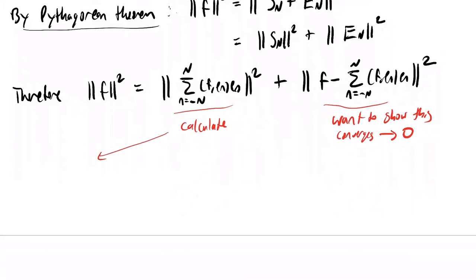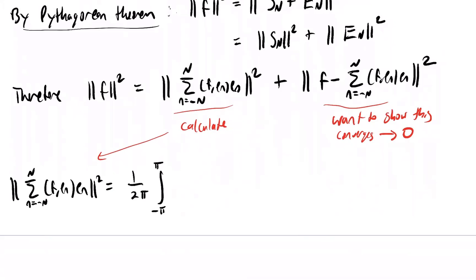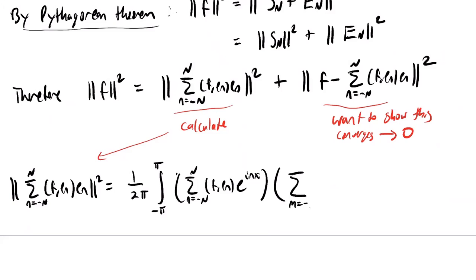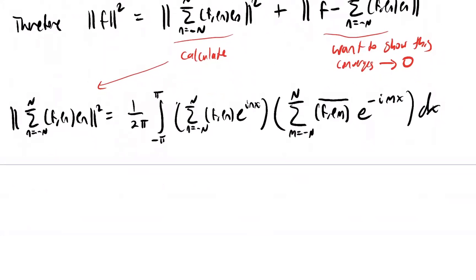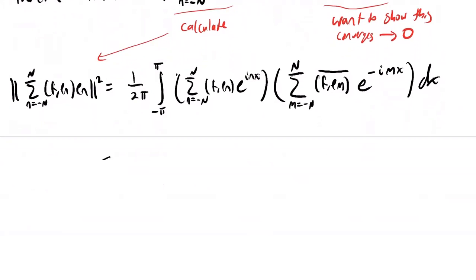So this is equal to, by definition, 1 over 2 pi, the integral from minus pi to pi of this sum times its conjugate. And since I'm looking at a product of two sums, once again, I'm going to change the indices. So m equals minus n to n of f comma em. Well, we have to take the conjugate of everything. So I get the conjugate of this coefficient, and then e to the minus imx dx. This is just plugging in the definitions and using the properties of the complex conjugate as we did in the previous calculation. And so let me multiply everything out as we did before.